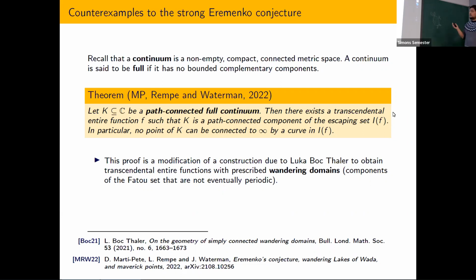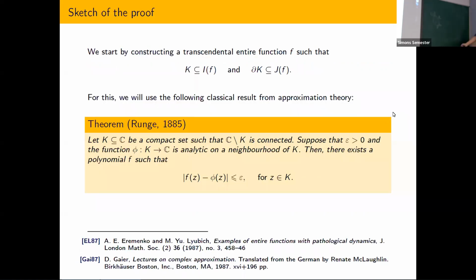Okay, so again, we have a path connected full continuum K. We want to construct a transcendental entire function. So there are several ways how we can construct functions. One of them is approximation theory. And the most classical result in complex approximation theory, I would say, is Runge's theorem. So Runge's theorem tells you that if you have a compact set with a connected complement, and phi is an analytic function on a neighborhood of this compact set, then for every epsilon, you can find a polynomial that approximates phi.